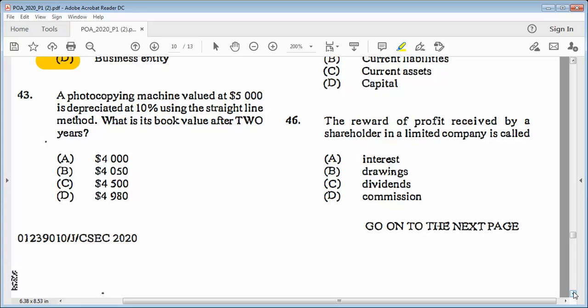Now, remember the same amount. So year 2 would be $4,500. Take away the same $500 from that. So we're left with $4,000. So deducting the same amount every time. So that would be our answer, $4,000. A.